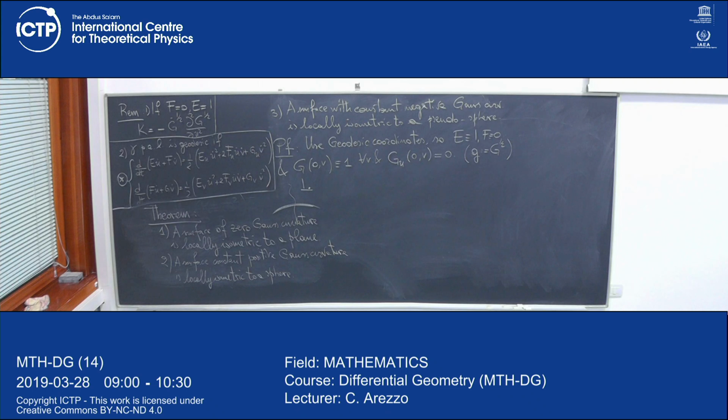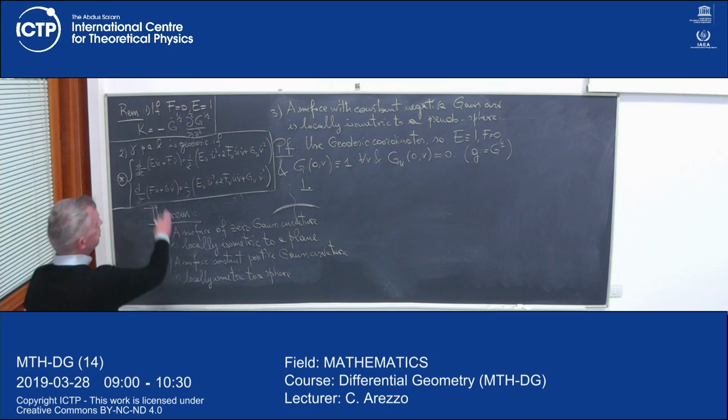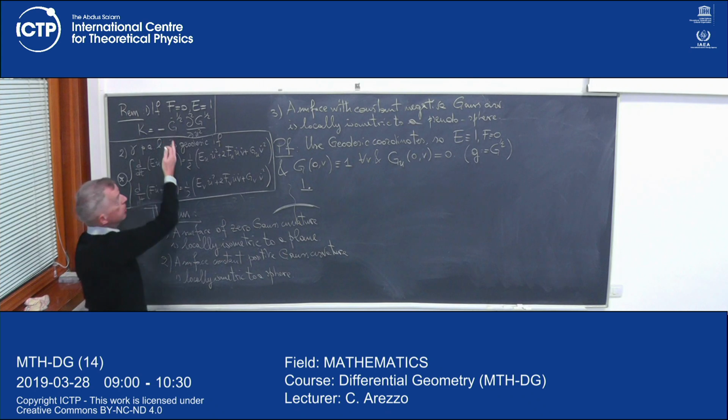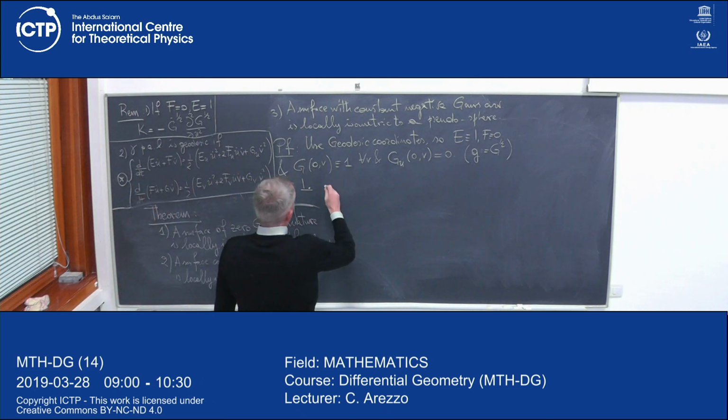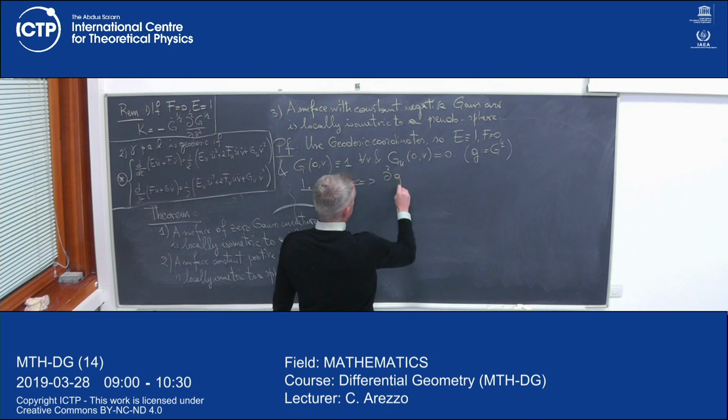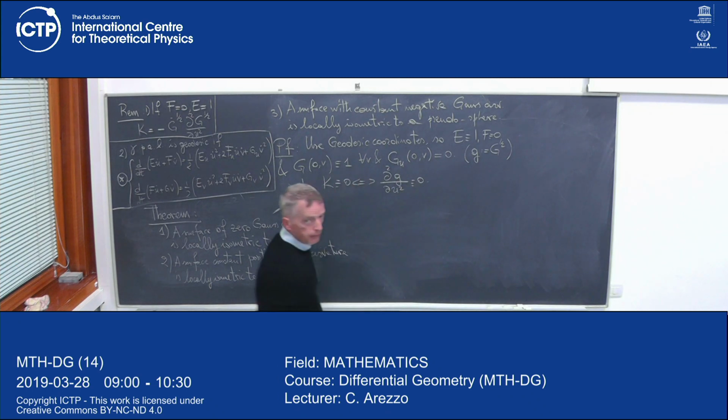So what does it mean that K is equal to 0? K equal to 0 tells me that this expression here is equal to 0. This is the simplest case, because this term disappears too. So what I'm left with is that K equals 0 if and only if the second derivative of this function is constantly equal to 0.